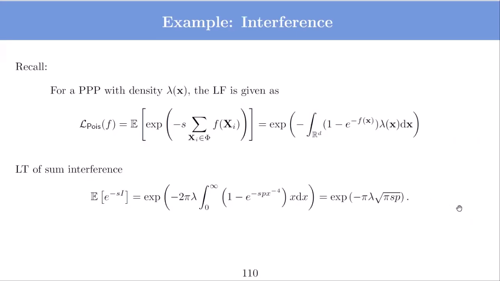So now you can see that in the past, when we talked about the interference from different base stations at a particular location, there were so many random variables and it was difficult to compute that. But using the Poisson point process, we are actually able to compute a closed-form value of this Laplace transform of the sum interference. From this, we can see that as we increase lambda, this Laplace transform decreases exponentially.